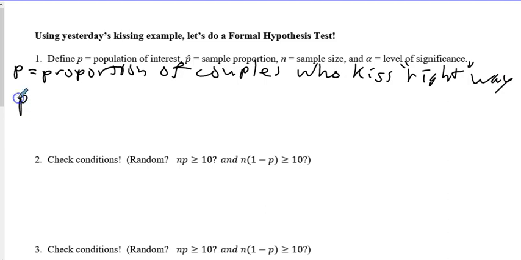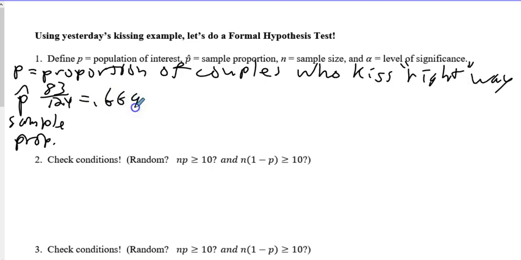Now, our p hat, which is our sample proportion, is the number of people we had. I think it was 0.669, was it? Look back, write that down. So from yesterday, it was 83 out of 124. That was given to us in the story problem, which equals 0.669. There's my p hat. So I have p and p hat.